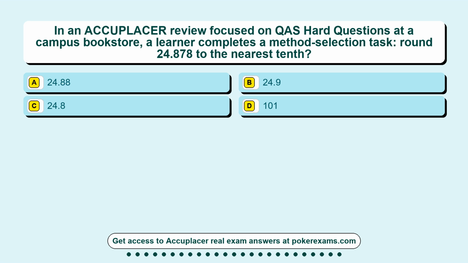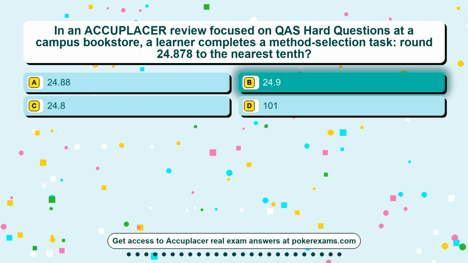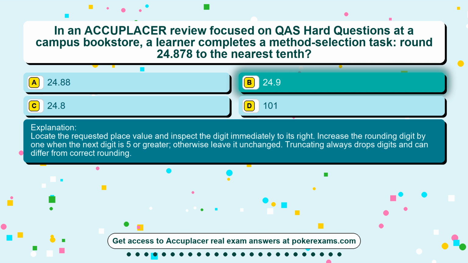Question 1. In an ACCUPLACER review focused on QAS hard questions at a campus bookstore, a learner completes a method-selection task. Round 24.878 to the nearest tenth. Option A 24.88, option B 24.9, option C 24.8, option D 101. The correct answer is option B, 24.9. Locate the requested place value and inspect the digit immediately to its right. Increase the rounding digit by 1 when the next digit is 5 or greater, otherwise leave it unchanged. Truncating always drops digits and can differ from correct rounding.